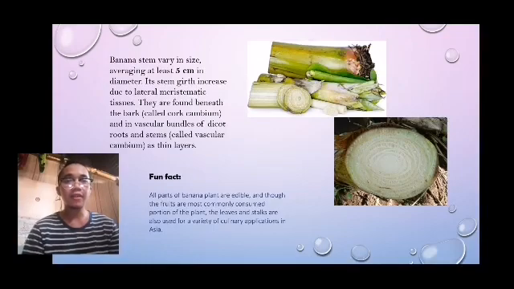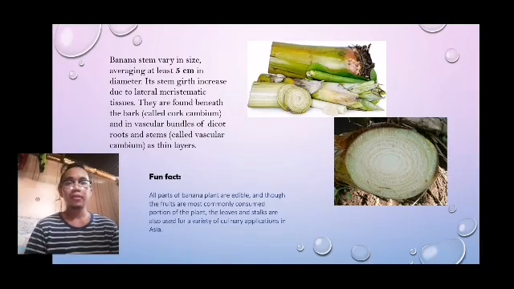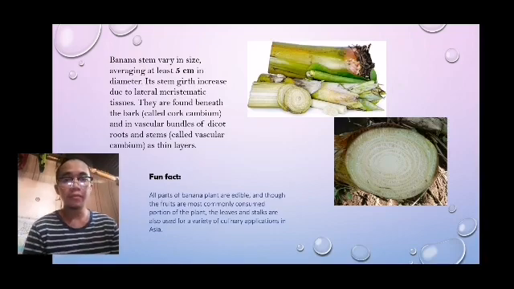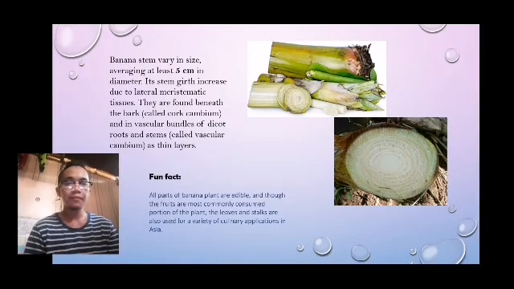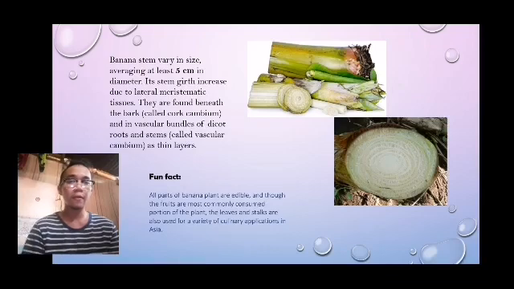Then banana stems vary in size, averaging at least 5 cm in diameter. Its stem girth increases due to lateral meristematic tissues. They are found beneath the bark called cork cambium, and in vascular bundles of dicot roots and stems called vascular cambium as thin layers. So banana stems vary in size, averaging at least 5 cm in diameter. So the banana stem is big.